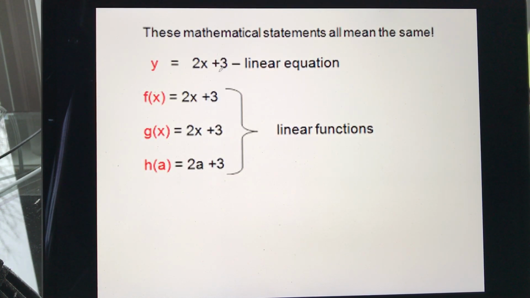So the same idea here. These statements all mean the same. If I have y equals 2x plus 3, that's a linear equation that we've seen. Now I can rewrite it with different kinds of function notation, and I can turn them into linear functions. So y equals 2x plus 3, or f of x equals 2x plus 3, or g of x equals 2x plus 3, or h of a equals 2a plus 3. It all means the same thing.